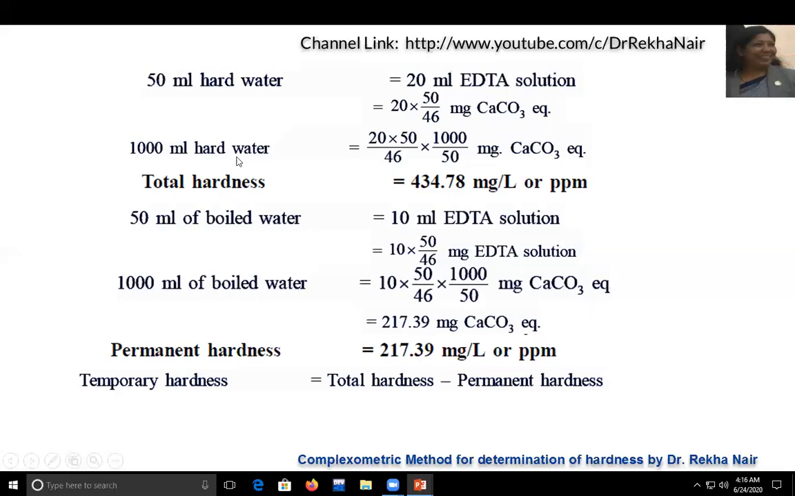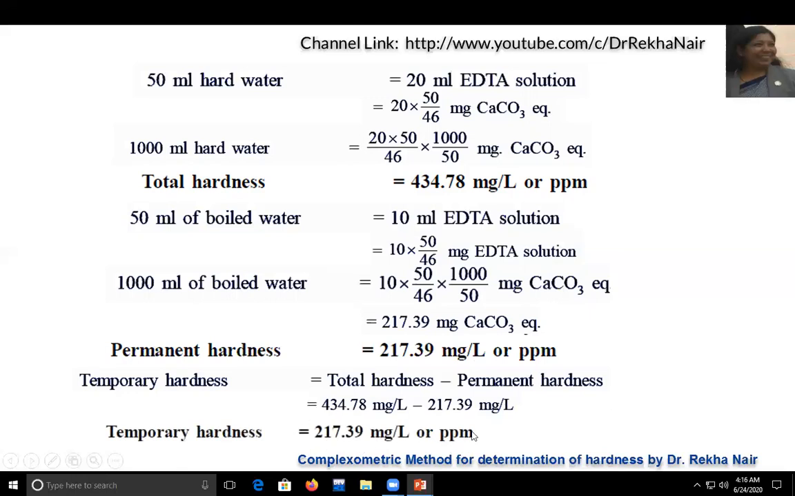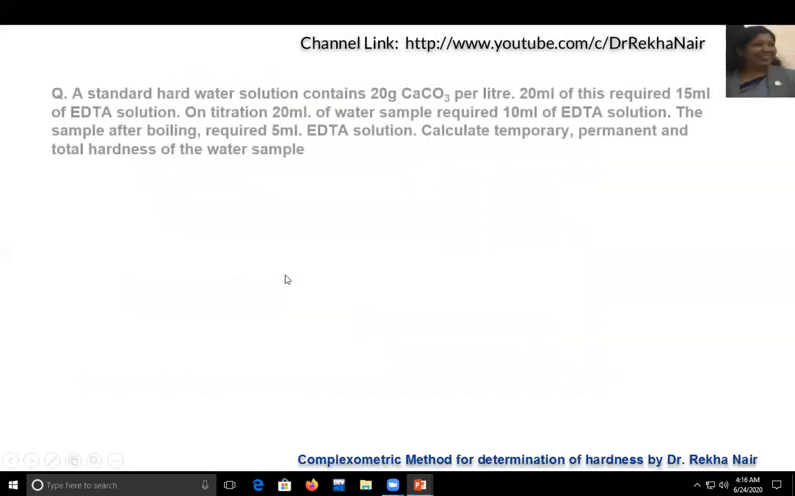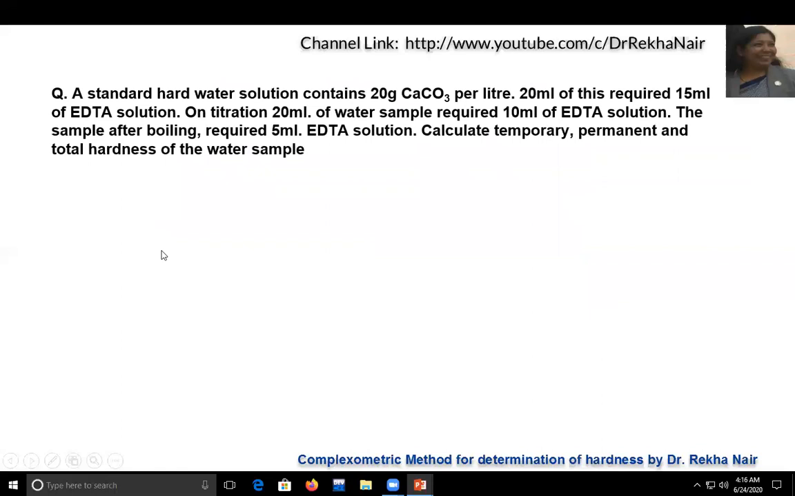Temporary hardness will be equal to what? Total hardness minus permanent hardness. So that value will be 217.39 milligram per liter. Let us take another example. We can directly calculate the same thing by using the formula that we have learned earlier.